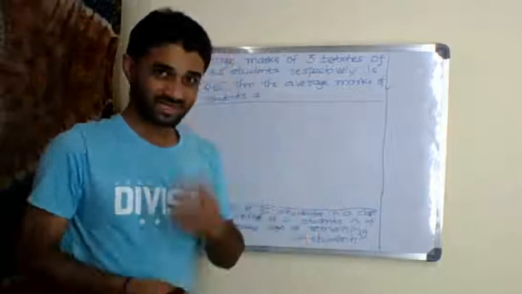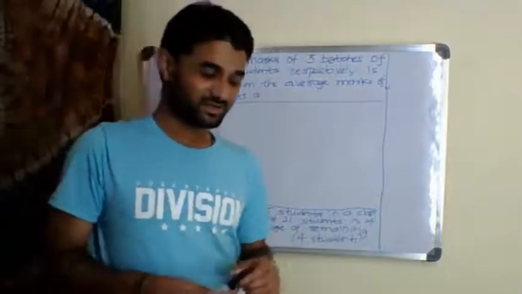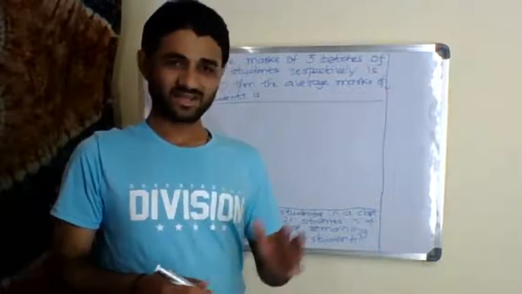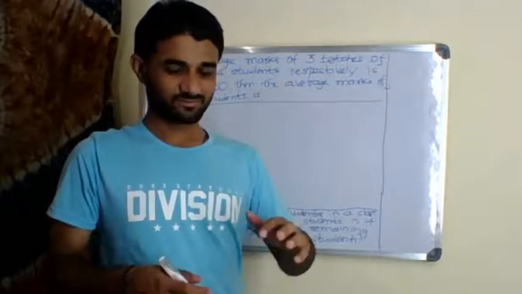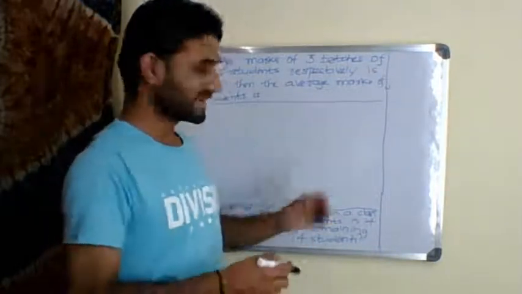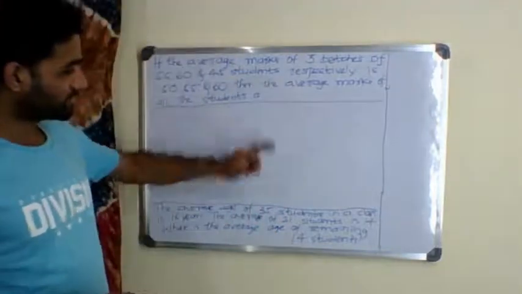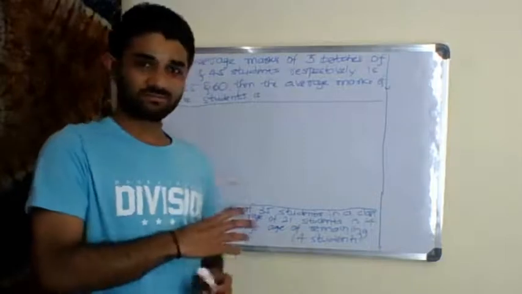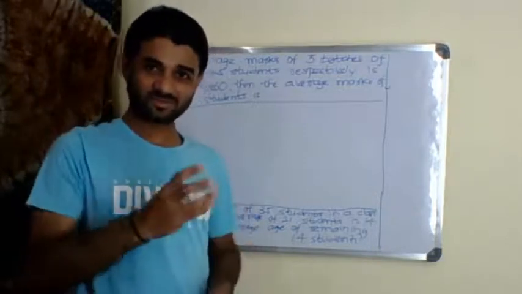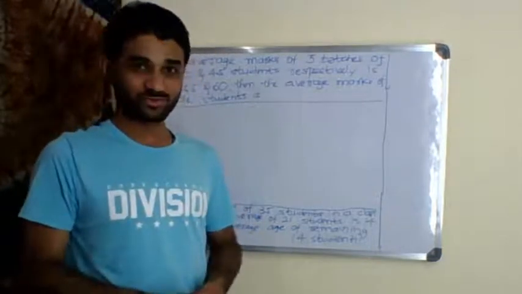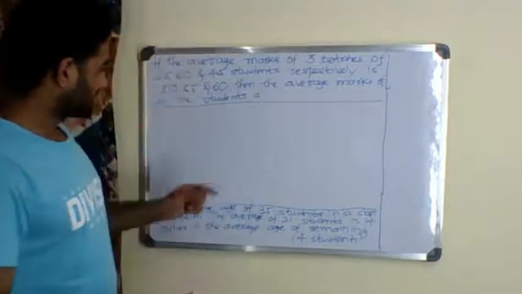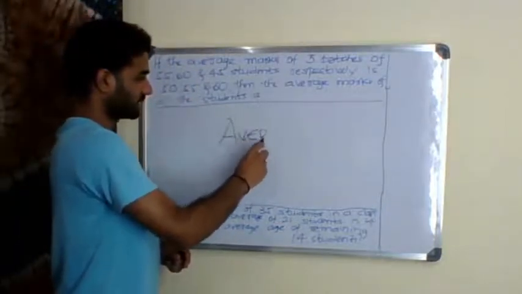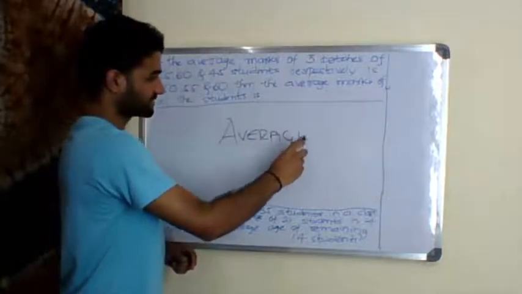So in the last video we completed one topic from reasoning, which is blood relations. We'll return later with some higher level problems. This 19th video, don't look at the problems. I have just written them to save some time while class is going on. The topic is averages.